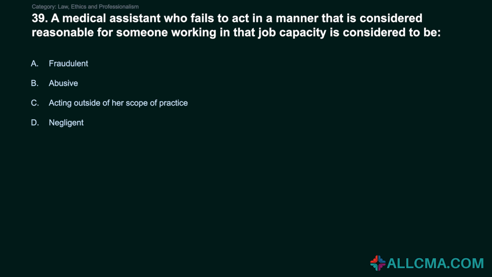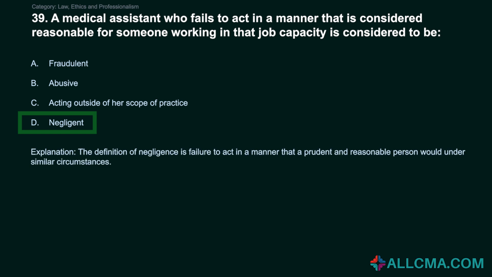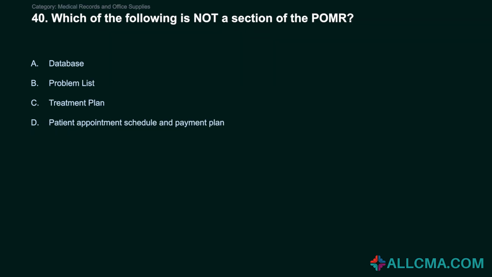39. A medical assistant who fails to act in a manner that is considered reasonable for someone working in that job capacity is considered to be A. Fraudulent. B. Abusive. C. Acting outside of her scope of practice. D. Negligent. Correct answer, D. Negligent. The definition of negligence is failure to act in a manner that a prudent and reasonable person would under similar circumstances.